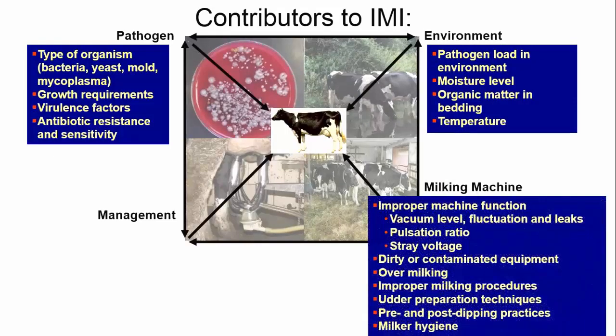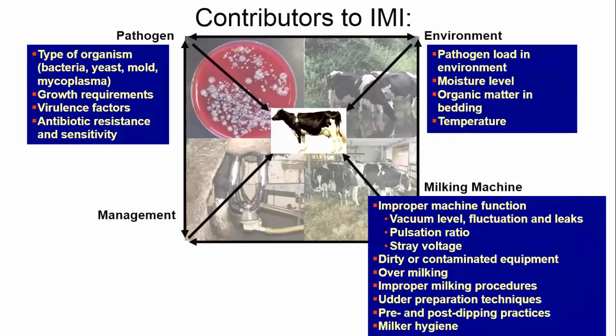Then, of course, one of the big things is the milking machine. Is it working properly? Is the vacuum level or fluctuation okay? Are there leaks? What's the pulsation ratio? Is the equipment dirty or contaminated? Are the milkers over-milking cows and causing damage to the teat ends? Are we using improper milking procedures and not prepping the udder well and not getting the teat ends clean?